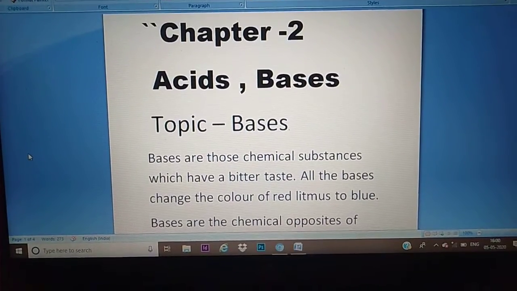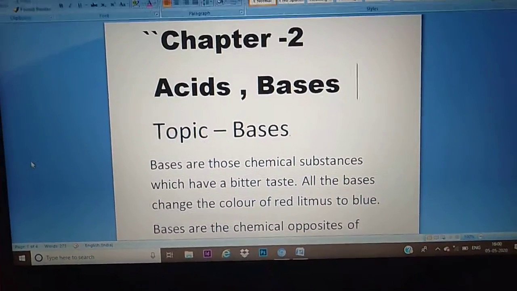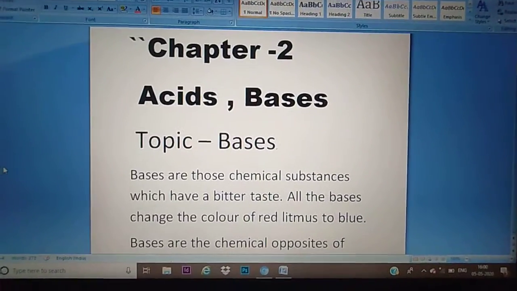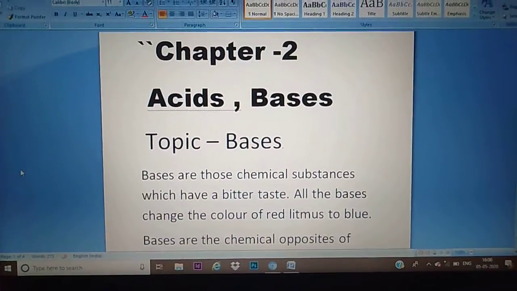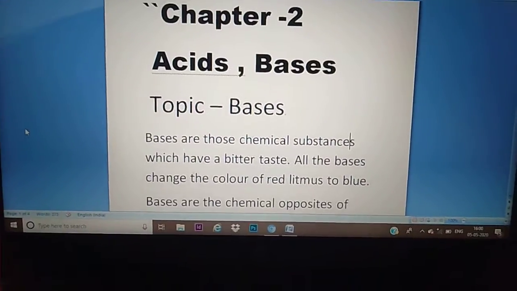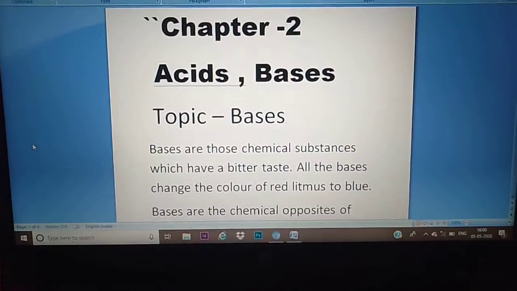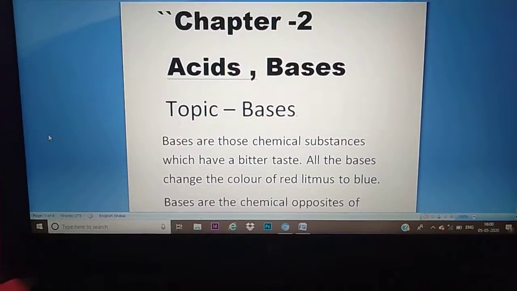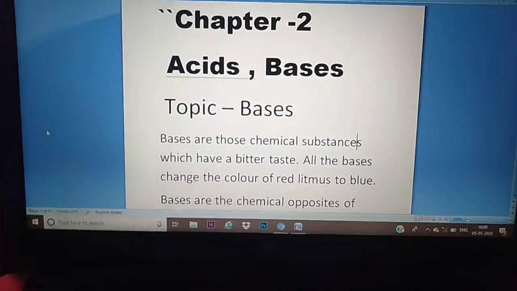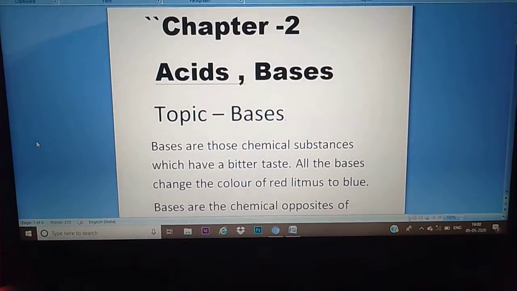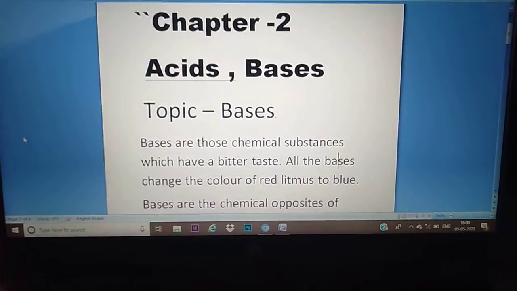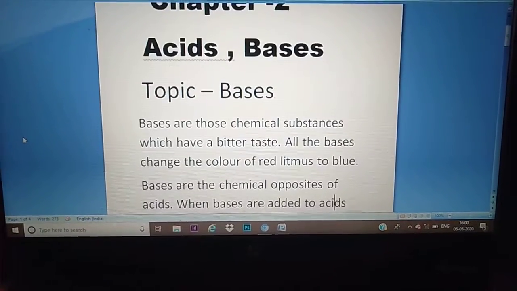The solutions of substances like caustic soda, lime and washing soda, when tested, taste bitter and are soapy to touch, that means slippery, so they are called bases. So bases are those chemical substances which have a bitter taste, and all the bases change the color of red litmus to blue, just opposite to the acid. When bases are added to acids, they neutralize the effect of the acid.